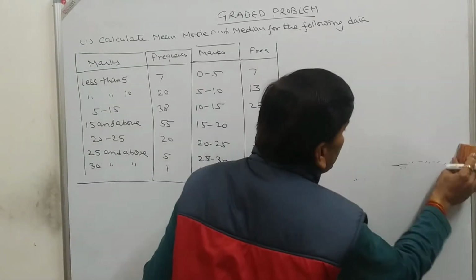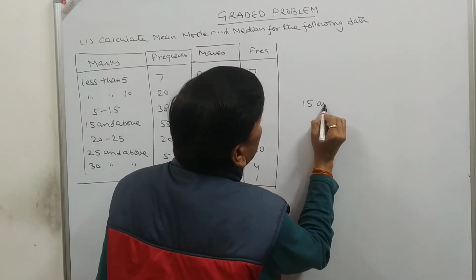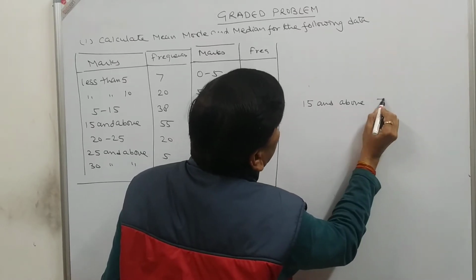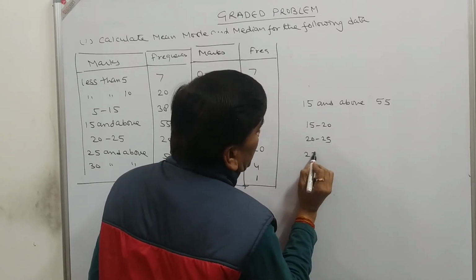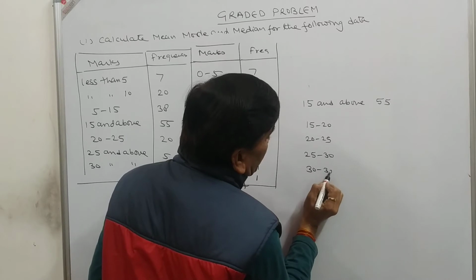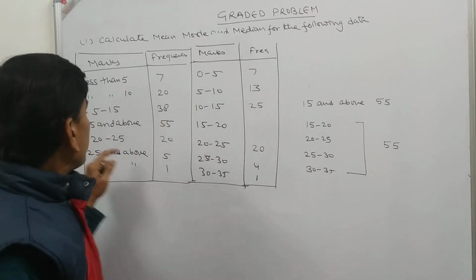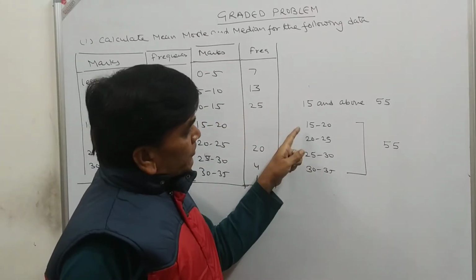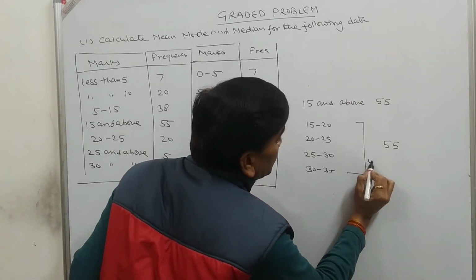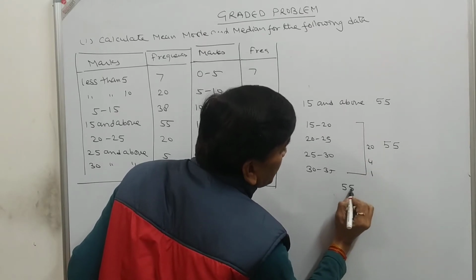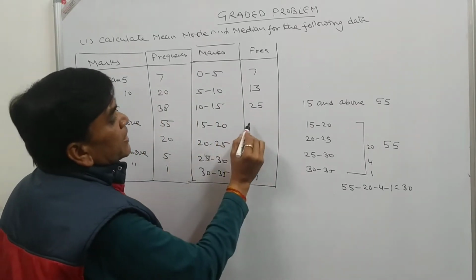Now 15 and above is 55. Again, listen. 15 and above is 55. It means 15 to 20, 20 to 25, 25 to 30 and 30 to 35. The addition of all is 55, because 15 and above is 55. So we have given here 1, 4, 20. So 55 minus 20 minus 4 minus 1, that will be 30.